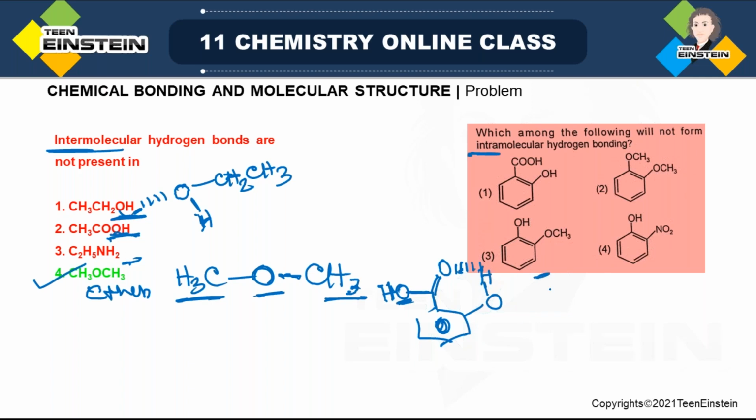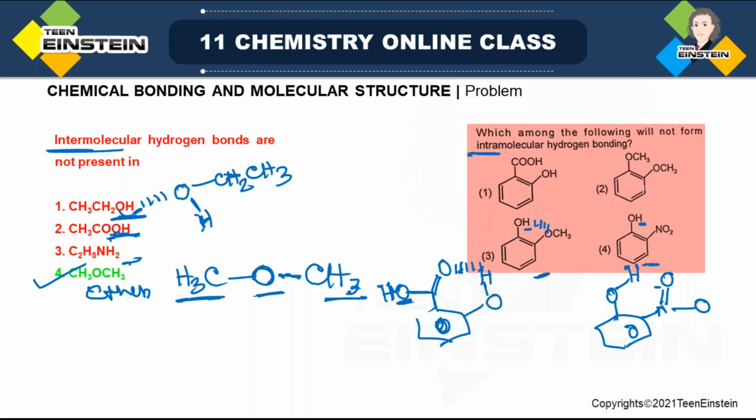Now come to this one. Here also this H can directly interact with the OMe group present at ortho position. Come to this one. Here this H is directly attached to oxygen. And if I write the NO2 group in this way so that you can understand, here also H is close to the second oxygen.